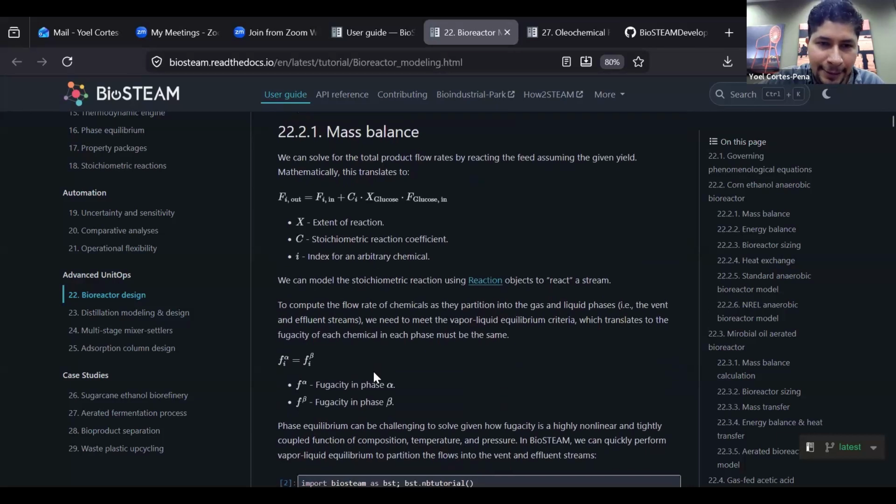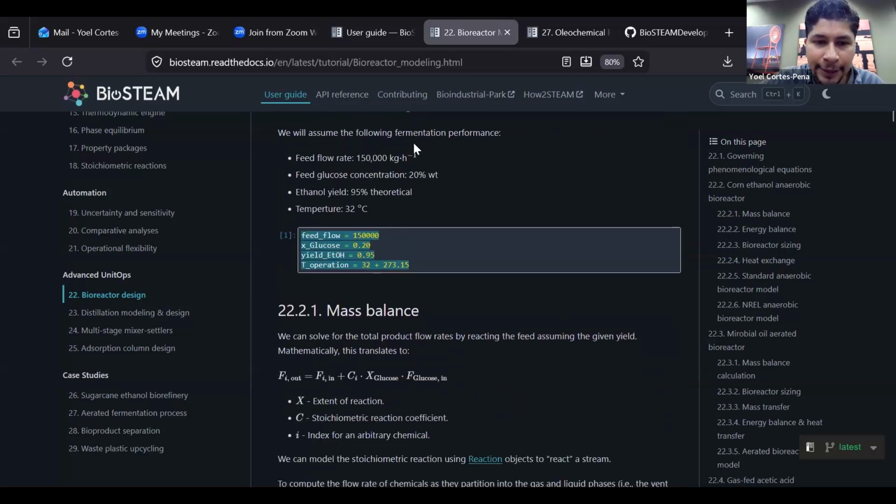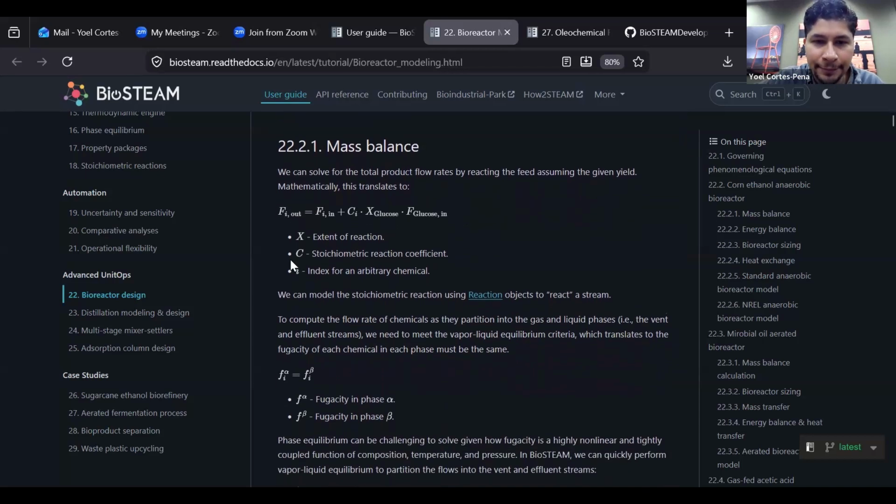So the mass balance is pretty straightforward. Whatever comes out is equal to whatever comes in plus whatever gets created. And here we're specifying the mass balance in terms of a theoretical ethanol yield for this equation. So you have the amount of glucose coming in times your stoichiometric coefficient times the theoretical yield, and that will give you your flow rate coming out.